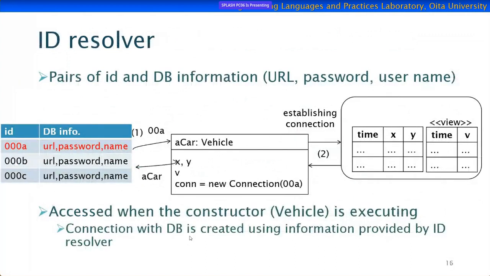The ID resolver consists of a key-value table that stores pairs of ID and the information that is necessary to access its corresponding database, such as its URL, password, and username. This ID resolver is accessed when the constructor of a signal class instance is executed. Using the information provided by the ID resolver, the signal class instance creates the connection with the database.